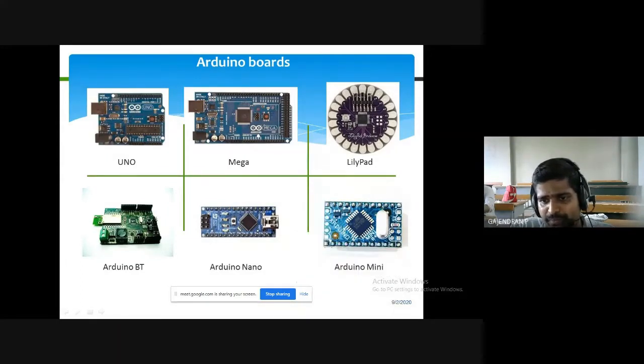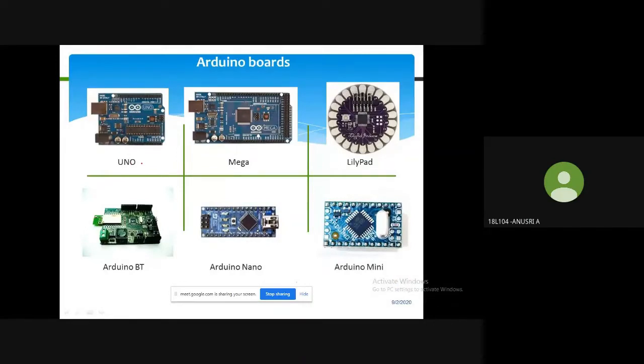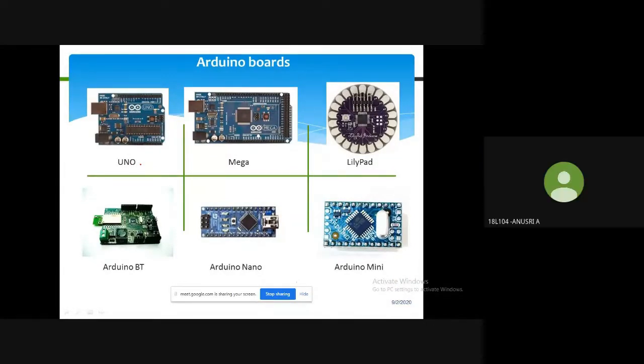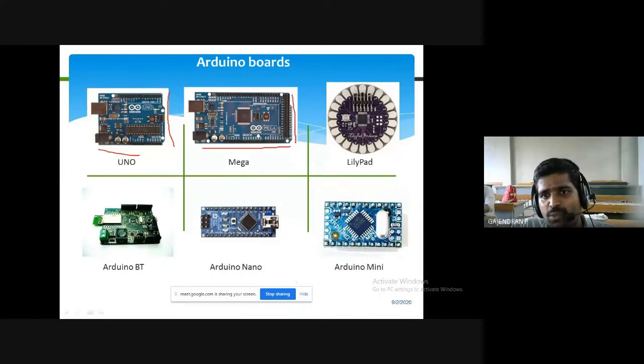It's very good. Can anyone unmute yourself and answer? Sir, size gets varied, sir. Dimension, very good. See, the length and width is different. Very good. That's the first point, the physical one.